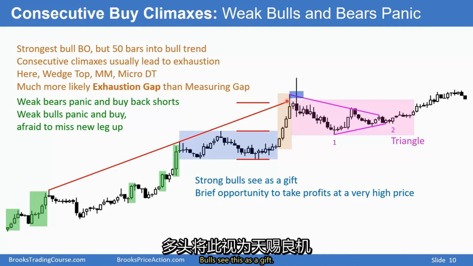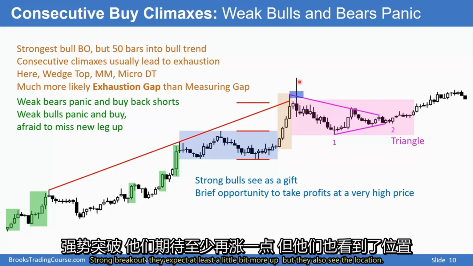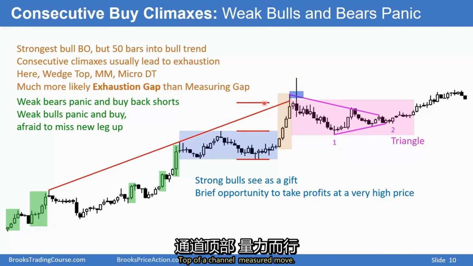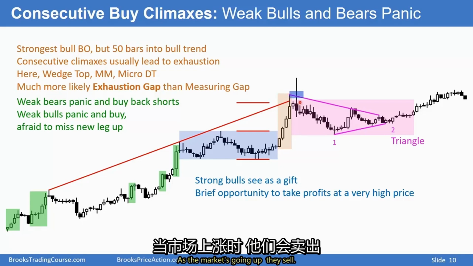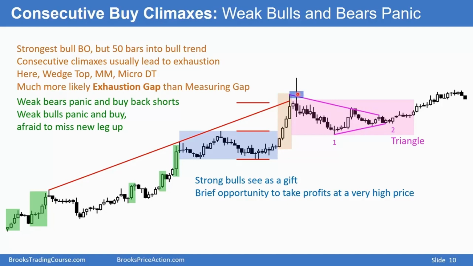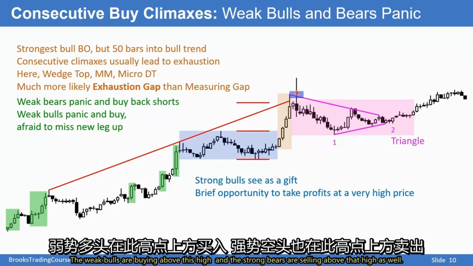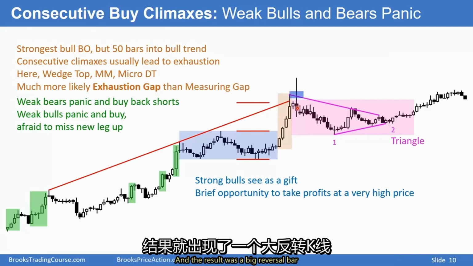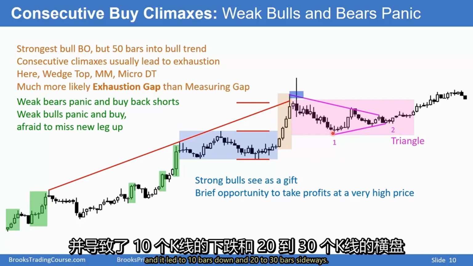Bulls see this as a gift. Strong breakout, they expect at least a little bit more up, but they also see the location, top of a channel, measured move. As the market's going up, they sell. The strong bulls sell above this high. The weak bulls are buying above this high, and the strong bears are selling above that high as well. And the result was a big reversal bar, and it led to 10 bars down and 20 to 30 bars sideways.